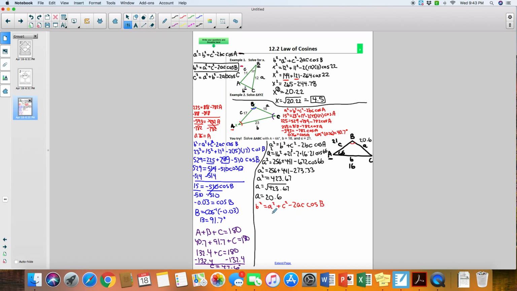So let's do our substitutions. B is 16, so this would be 16 squared. A is 20.6, so this would be 20.6 squared. C is 21, so that would be 21 squared. Minus 2 times 20.6 times 21 cosine B.